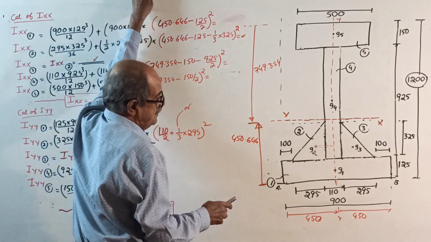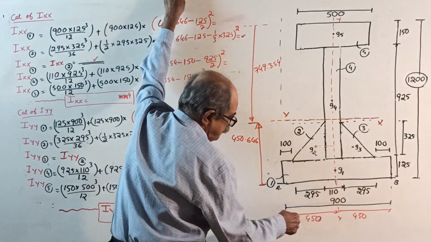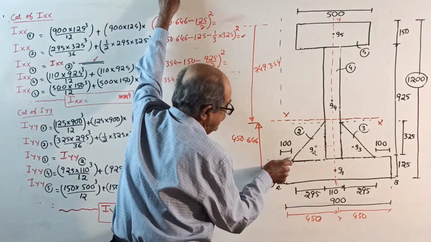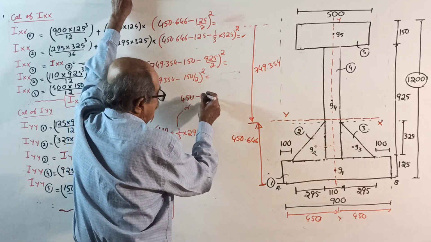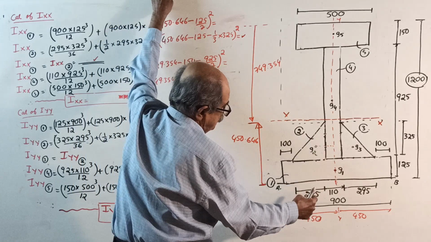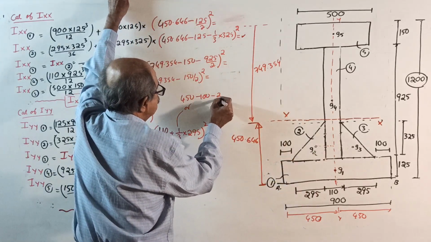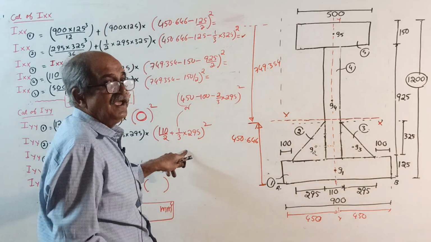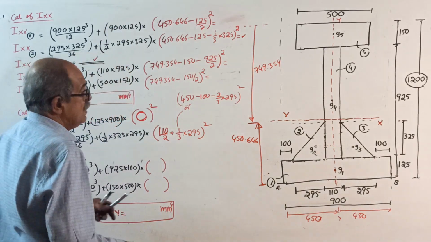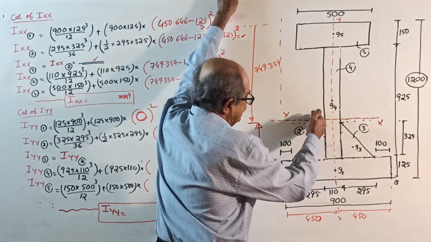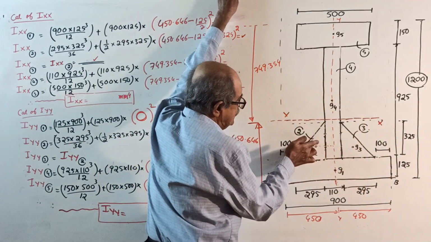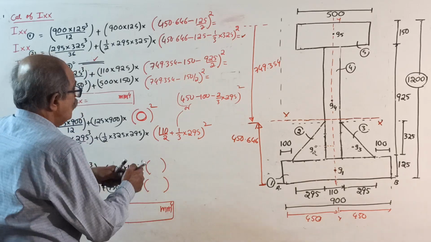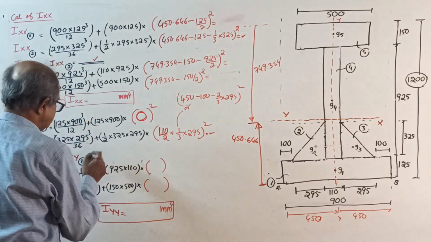Or you can do one thing, see here, 450 minus 100 minus 2/3 of 295, squared. Both will give the same answer for you. Then Iyy for 3: whatever Ig here, same Ig here. Whatever distance square here, same distance square here. So it is the same as Iyy for 2. Whatever you got here, write the answer here.